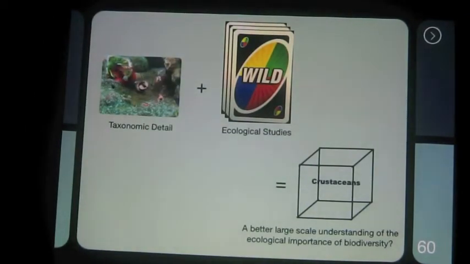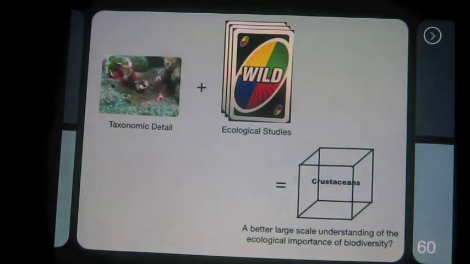So, there are two things that go into this biodiversity, ecology interaction. One is taxonomic detail. You need to know your organism. And the second is ecological studies, like I've been presenting to you tonight. And together, maybe we get a better large-scale understanding of the ecological importance of biodiversity.